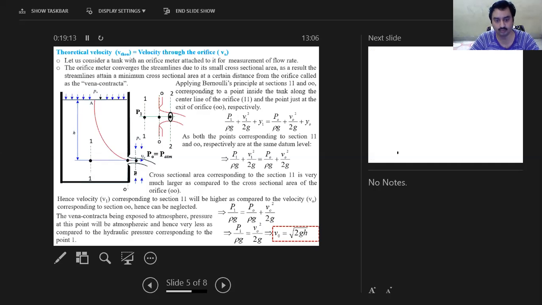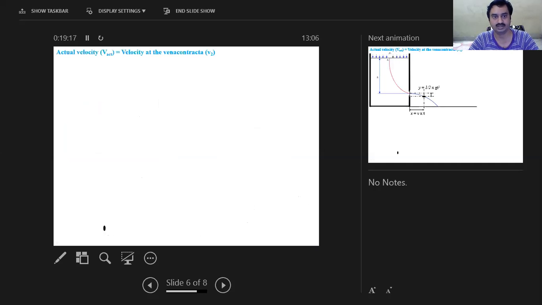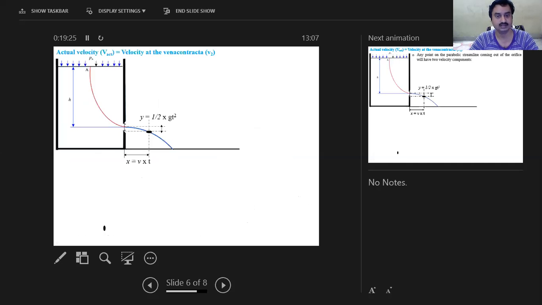In order to find out that actual velocity, V actual, the velocity at the vena contracta represented as V2, it is found out experimentally through a setup like this. See, this is the tank, and through the orifice you have the flow of water. The water is getting discharged, and the streamline of the water will come in the form of a parabola. It's already known to you.